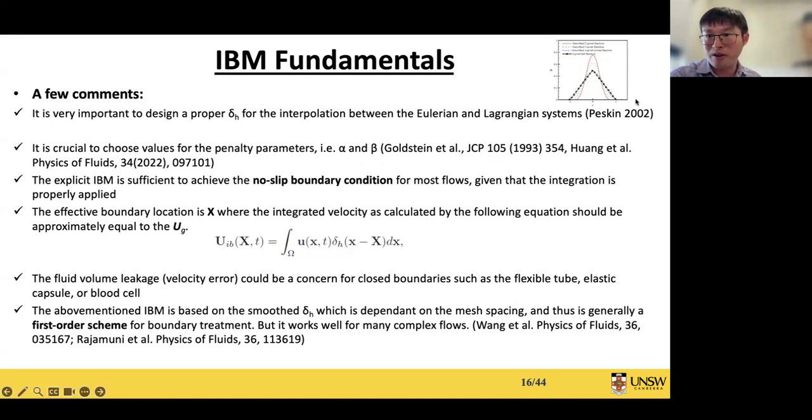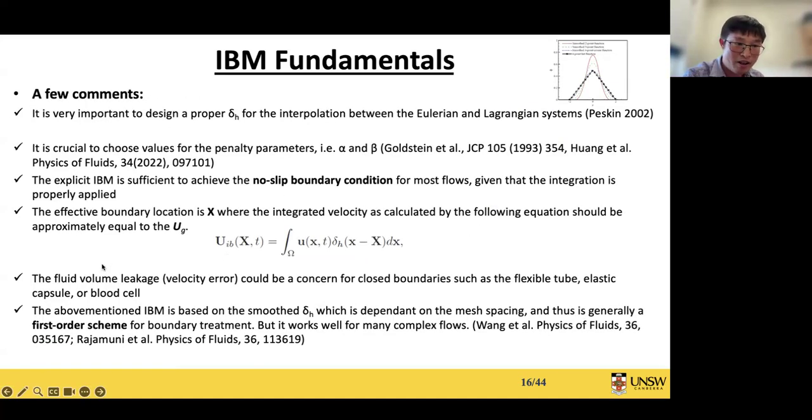Okay, for most of the flows, given that the integration is properly applied, I will discuss this a little bit more later. And the effective boundary location is X, capital X, where the integrated velocity was calculated by the following equation. That velocity should be close to the ghost boundary velocity.